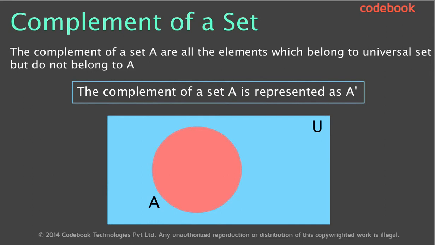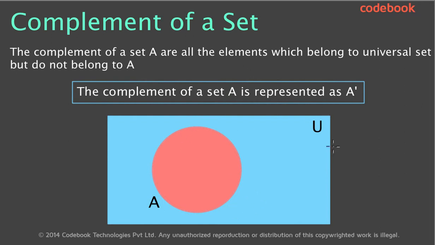So the final operation that we will look at is called the complement of a set. The complement of a set A is the set of all the elements which are not contained in A. In other words, it is the set of all the elements which belong to the universal set but do not belong to A. The complement of a set is represented with the symbol A dash, as you see over here.